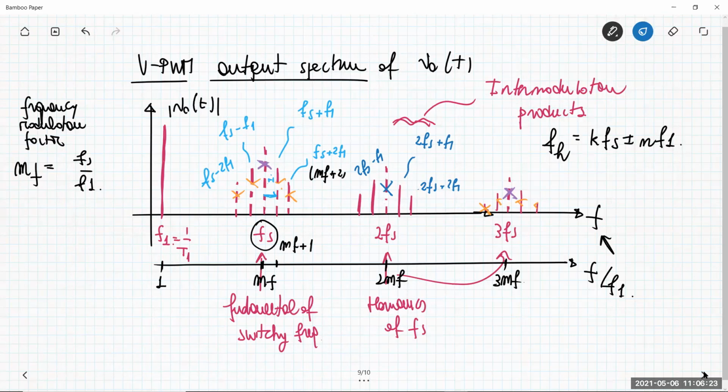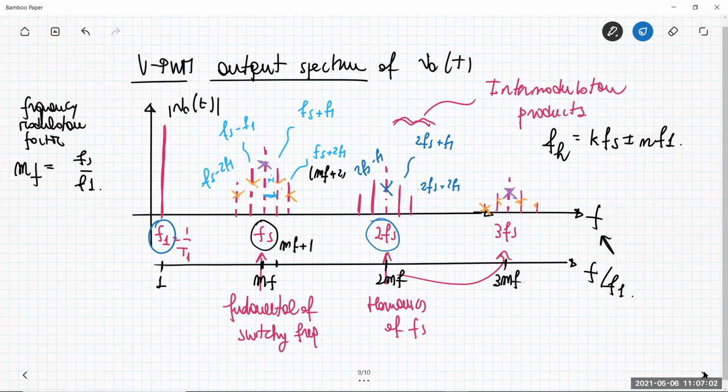So as you can see here, there is a lot of simplification in the output spectrum of the voltage V naught, especially if you have a frequency modulation factor which is an even number, because you get F1, which is the frequency you want at the output, but then the first high order harmonic is something around 2fs, which is quite spaced from F1. This typical spectrum makes the filtering and the modulation of the output voltage V naught easy.